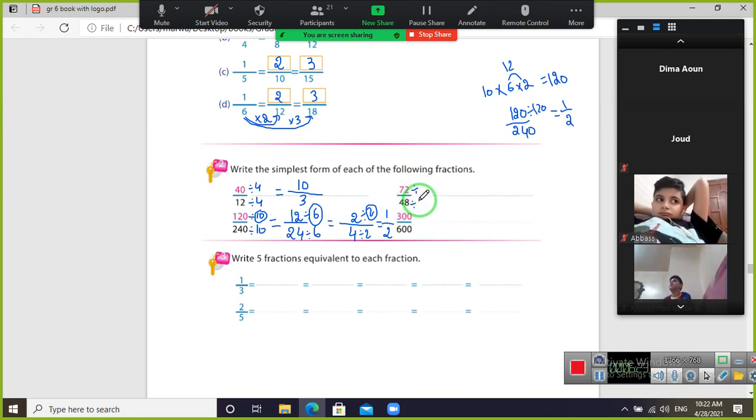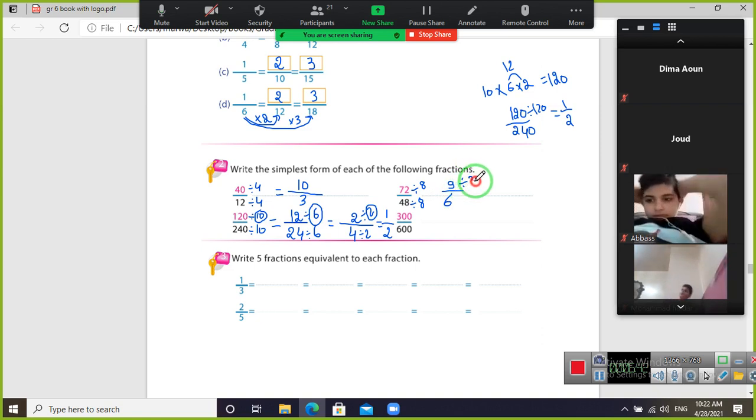By 5? No. By 4. 72 is 8 times 9, and 48 is 8 times 6. So which digit? By 8. So I will repeat the 8. Very good. It's 9 over 6. So 9 and 6 can be divided by what? By 3. It will be 3 over 2.